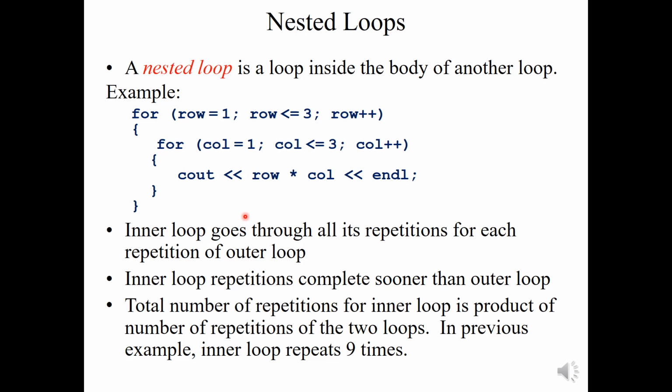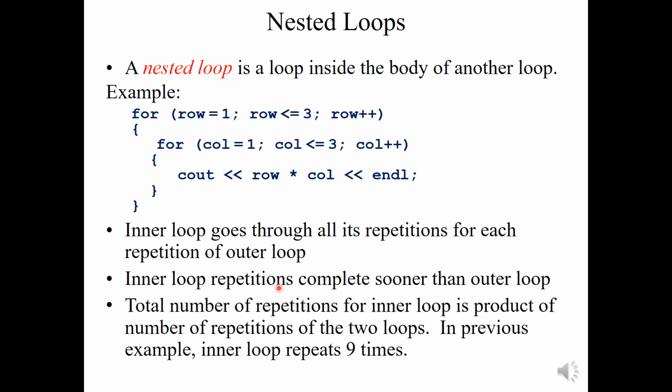So what does the inner loop do? The inner loop goes through all its repetitions for each repetition of the outer loop. This you have to understand. For one value of row equals 1, the inner loop will repeat for all the values of column. So for row equals 1, it will go for column 1, 2, 3. Then when column is greater than 3, it will go back here. Then row becomes 2 because of row plus plus. For row equals 2, I'll again go with column 1, 2, 3. Then row equals 3, I'll again go column 1, 2, 3. So my loop will run 9 times, 3 for each of these 3 values.